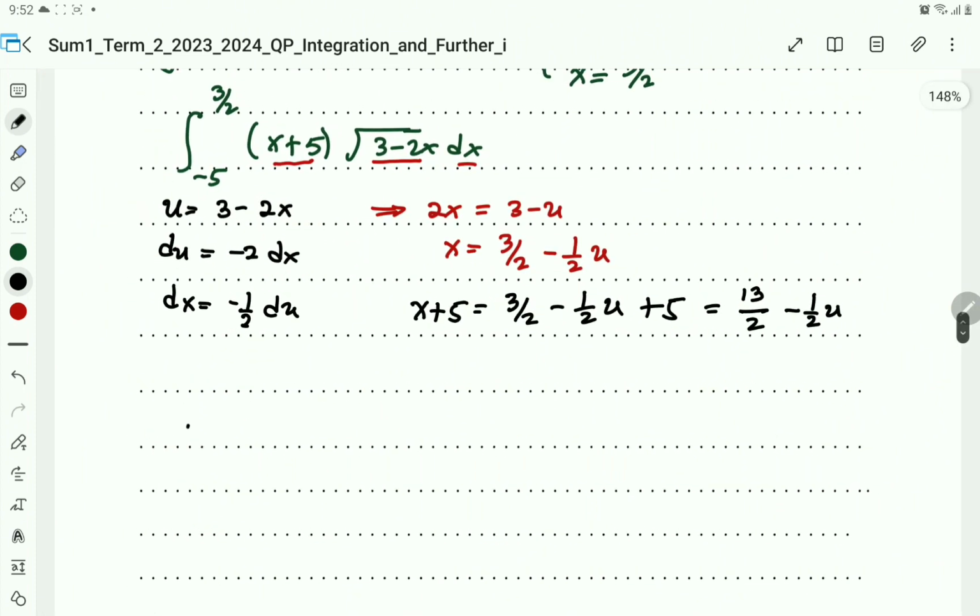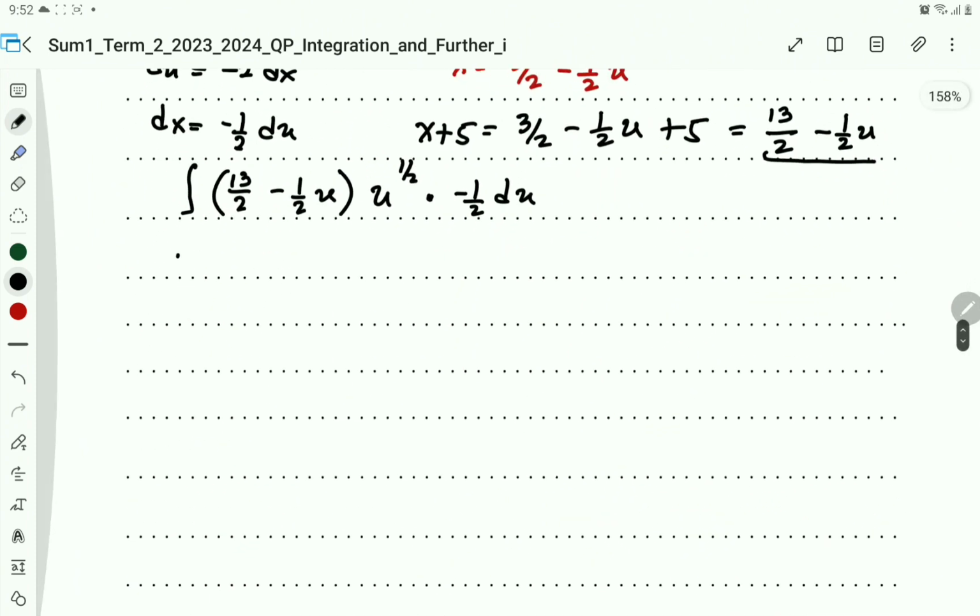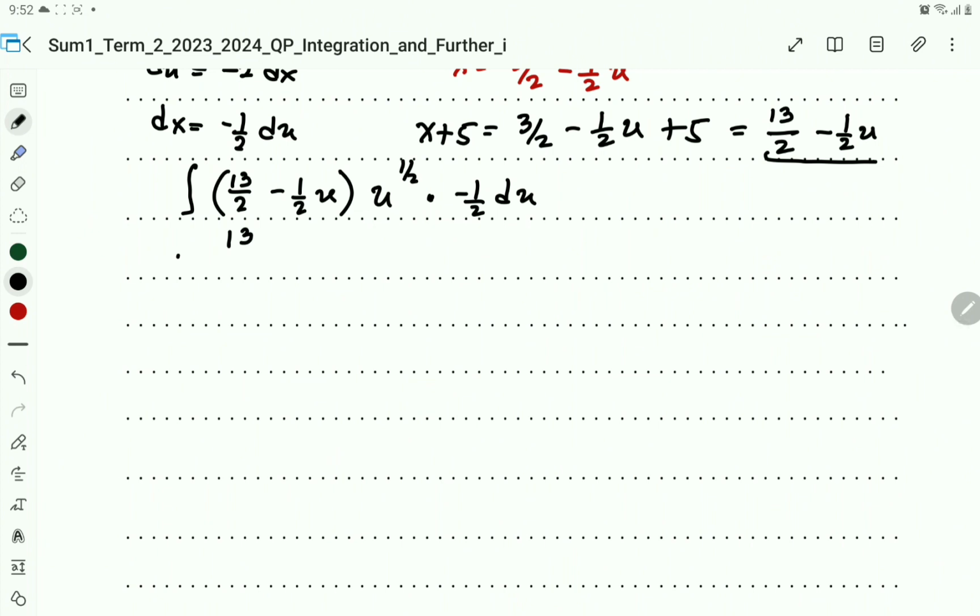So now let's do the substitution. So this is our x plus 5, right? So therefore the integral of 13 over 2 minus 1/2 u times u to the 1 over 2 times dx, which is negative 1/2 du. So let's simplify this. So this is going to be 13 over 2 u raised to 1 over 2 plus, sorry, not 13 over 2, but 13 over 4.